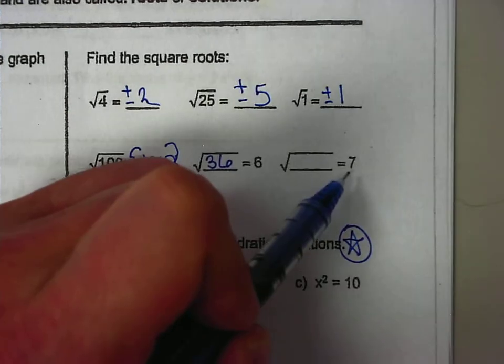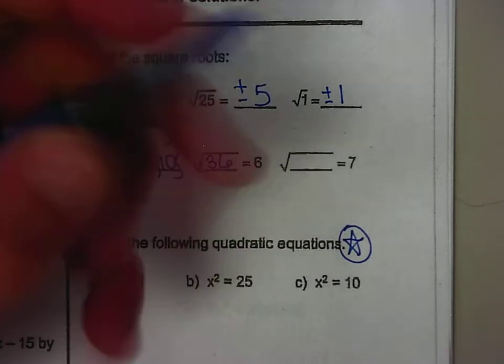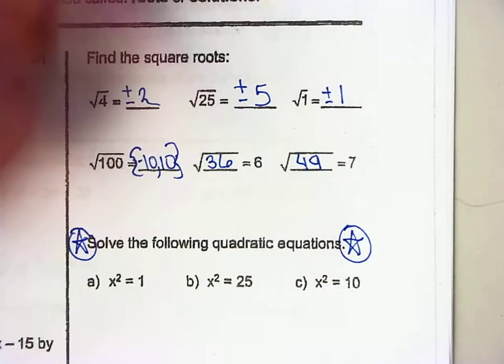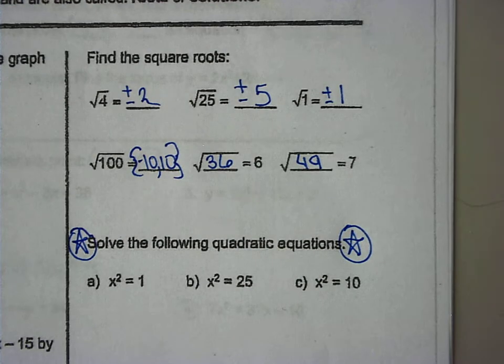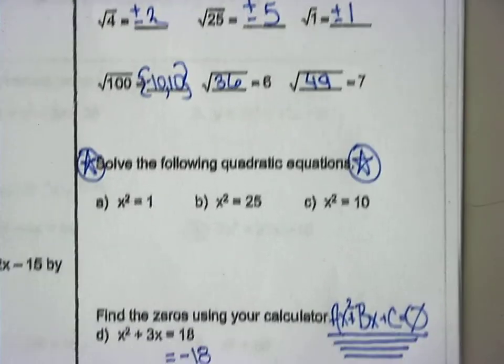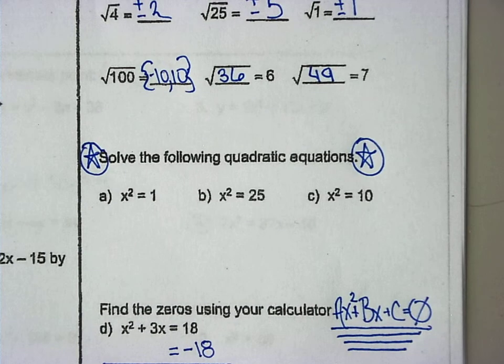In that case, we work in reverse. What would 7 times 7 give us? That would be a 49. The square root of 49 equals 7. Now, let's go ahead and go to our next example. Notice I have some stars here because there are also some important bits we have to talk about. So, solve the following quadratic equations.